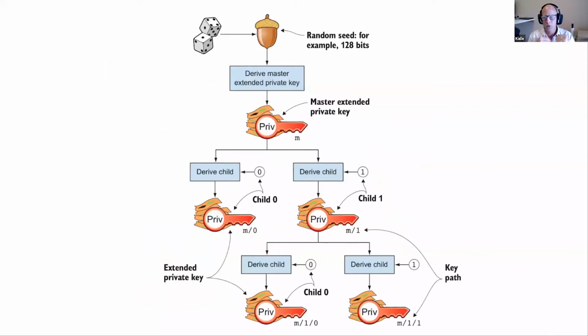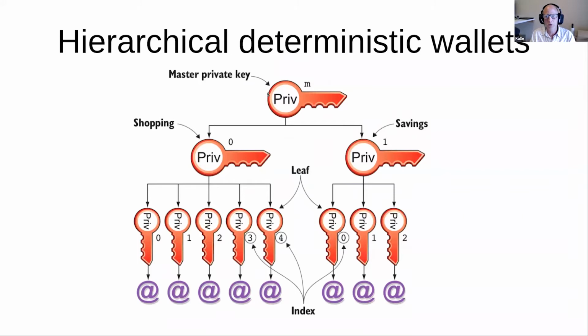So this is how you would generate this tree. You would start with a random number generator up here. And this random number generator would produce a seed. For example, 128 bits of entropy, or 256 bits, or 512 bits, but a random seed. And from this seed, you will derive something called a master extended private key. This is the key that you saw in the previous slide, the master extended private key.